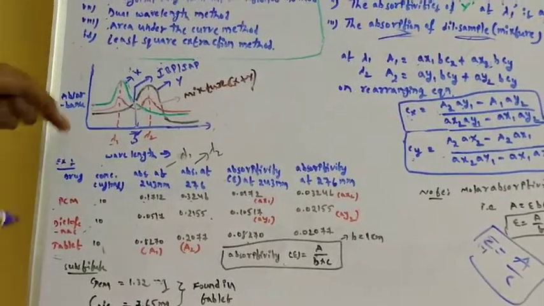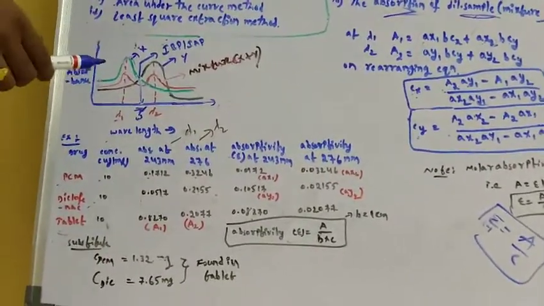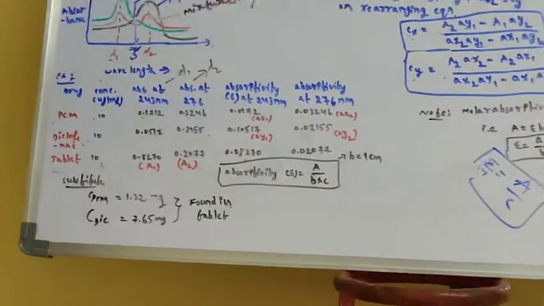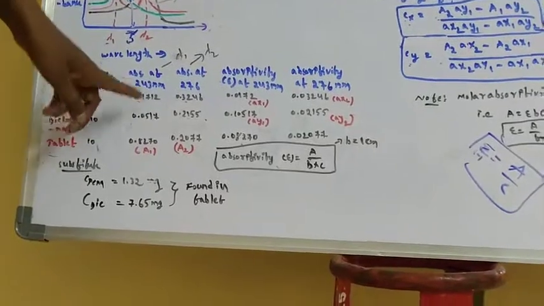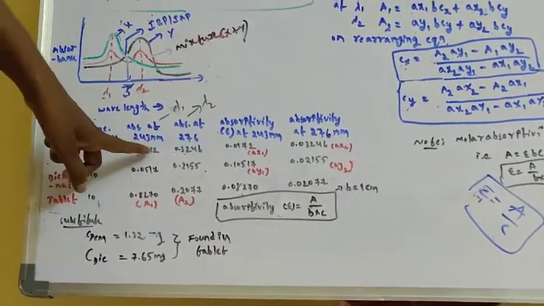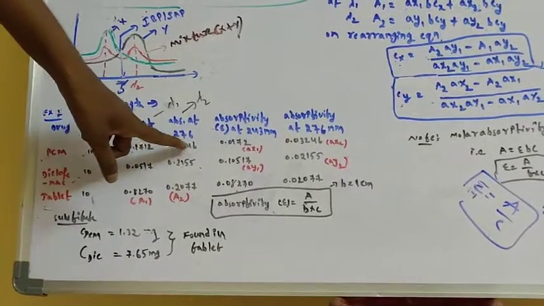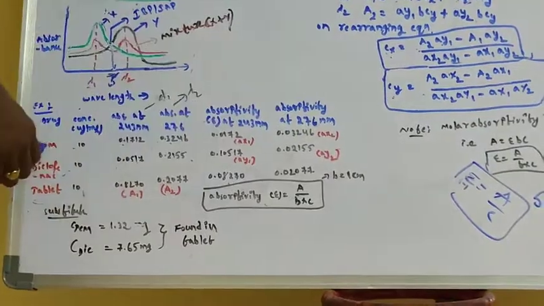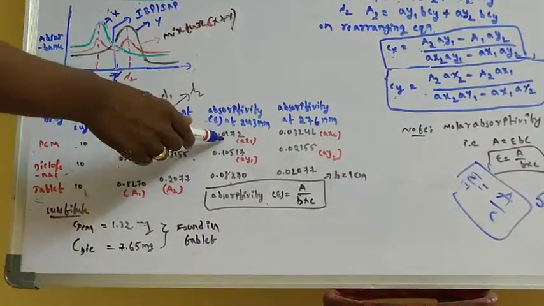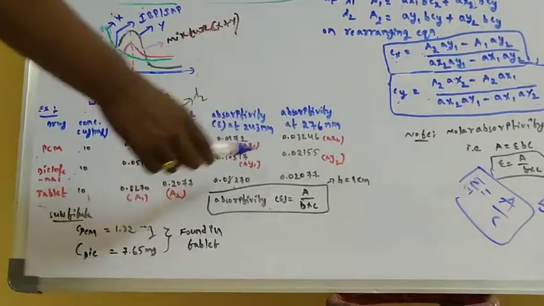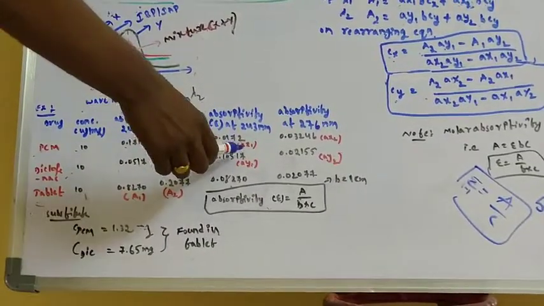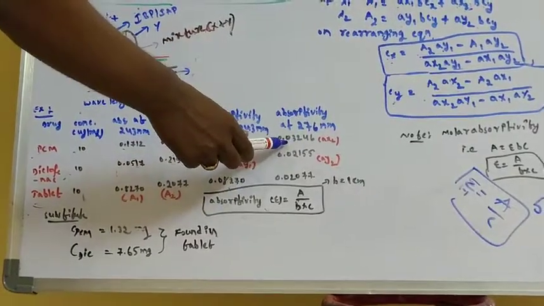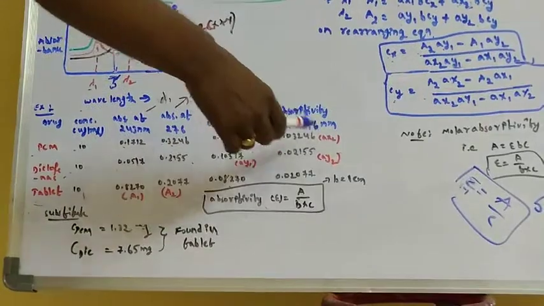For this we need the absorbance at both wavelengths for each drug. For paracetamol, the absorbance at 243 nanometer is 0.1712 and at 276 nanometer is 0.3246. Then the absorptivity of paracetamol at 243 nanometer is 0.0172, that is AX1. The absorptivity of paracetamol at 276 nanometer is 0.03246, that is AX2.